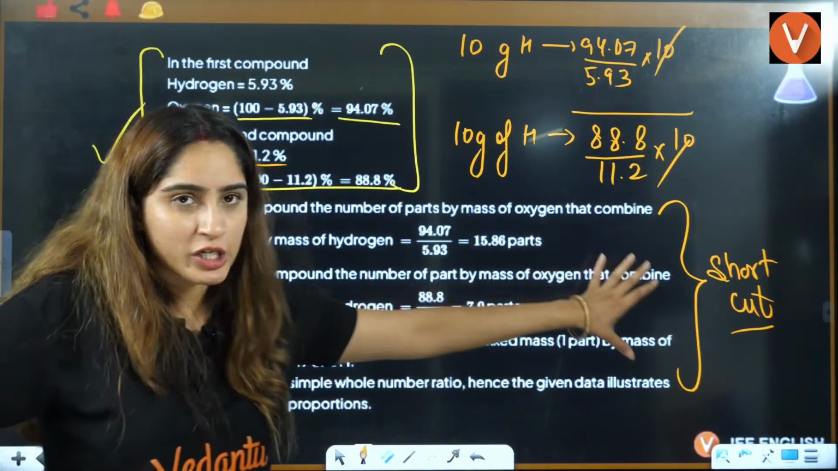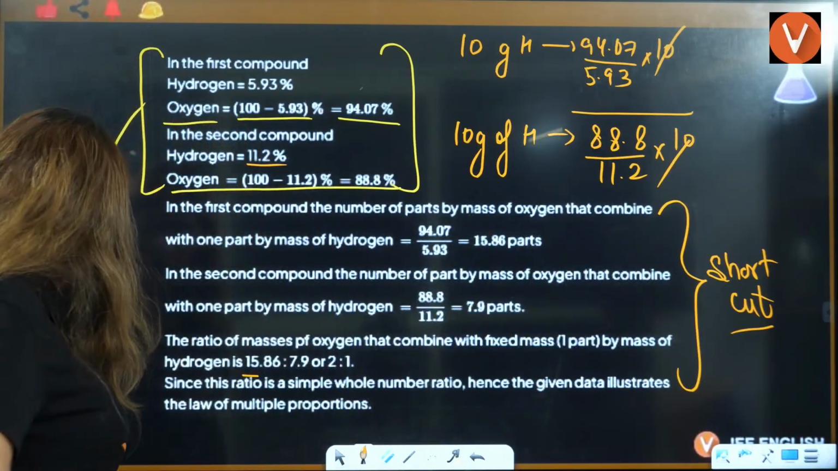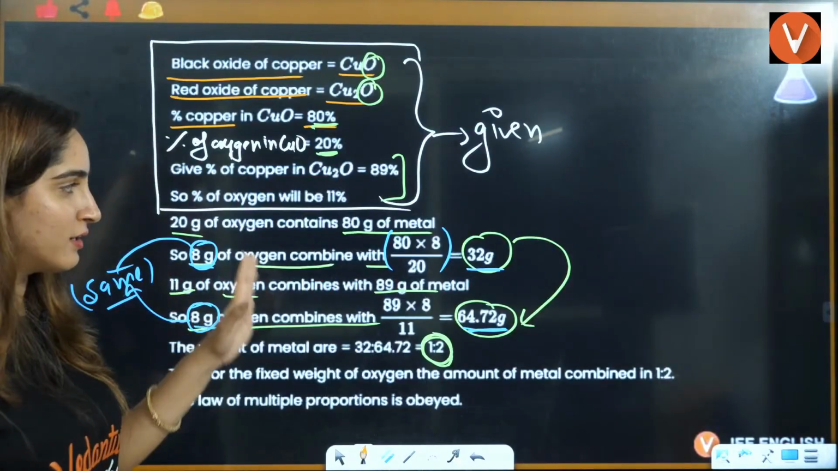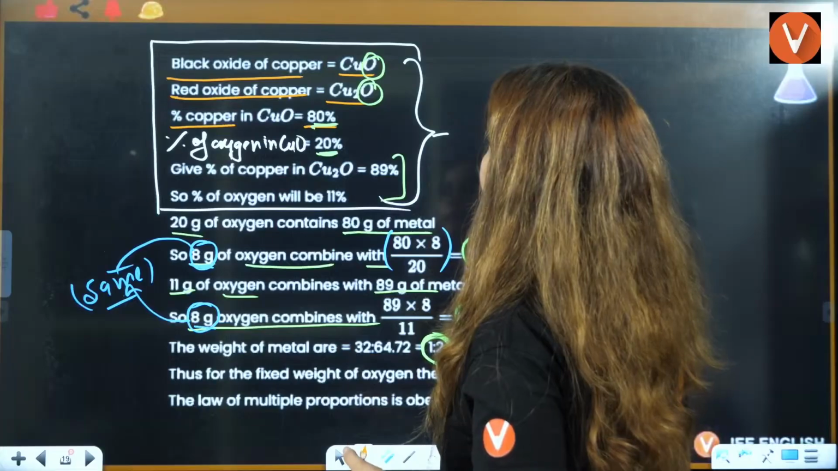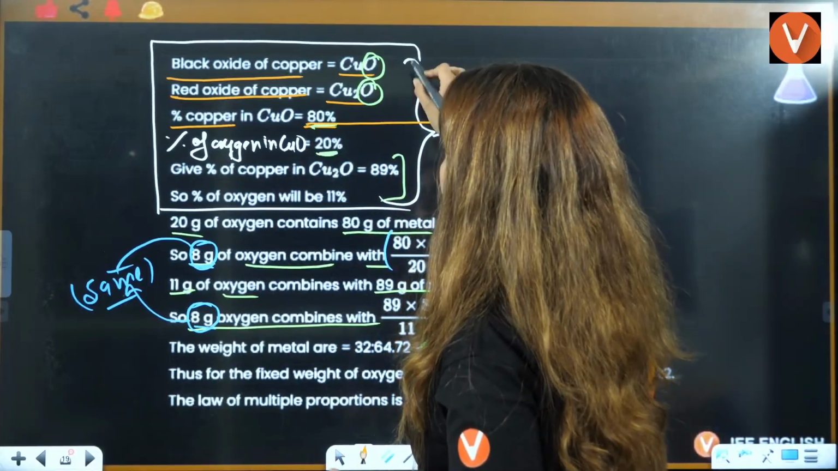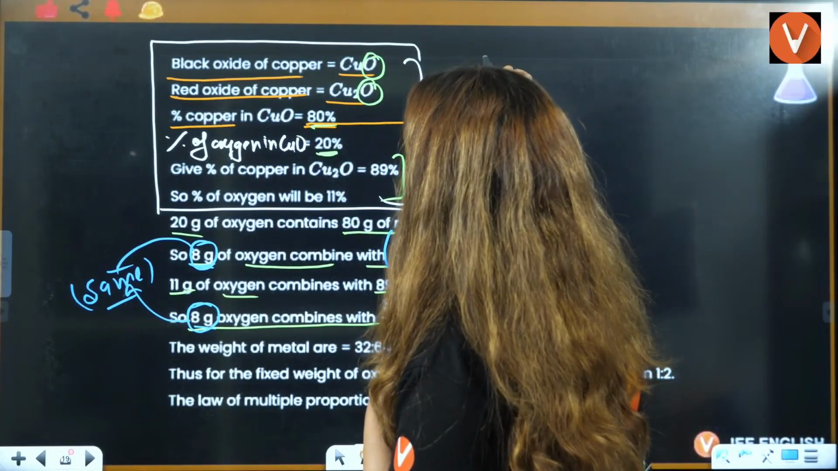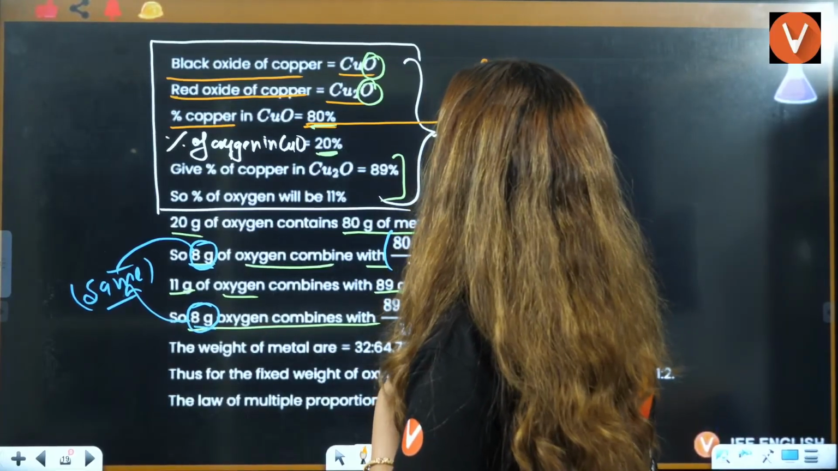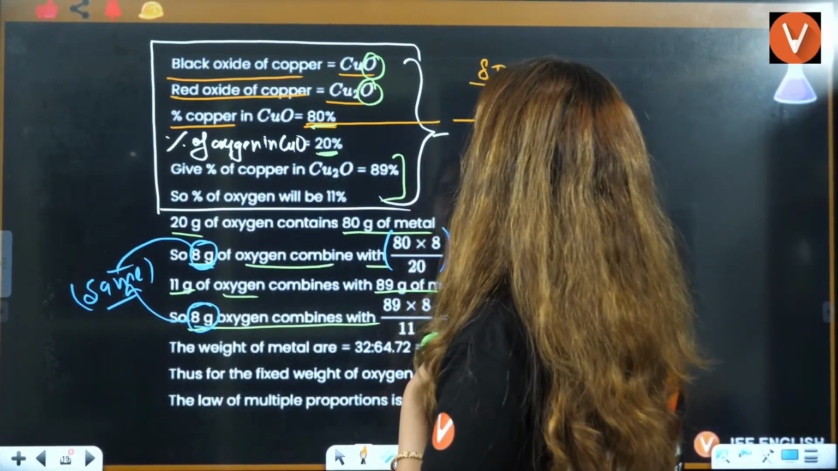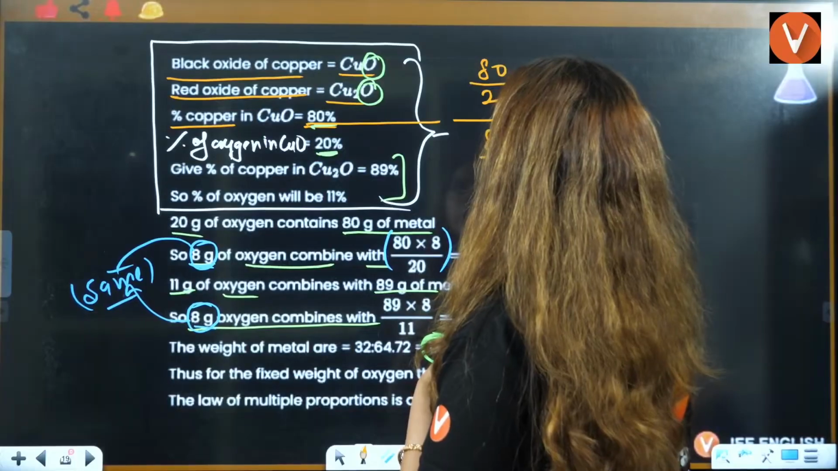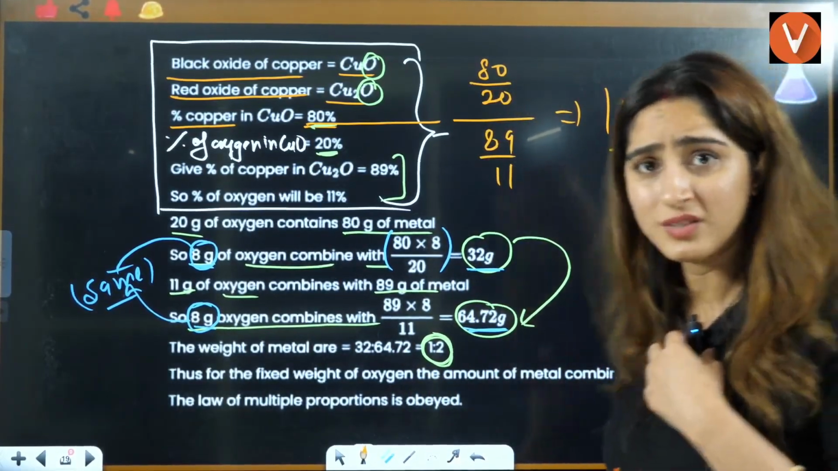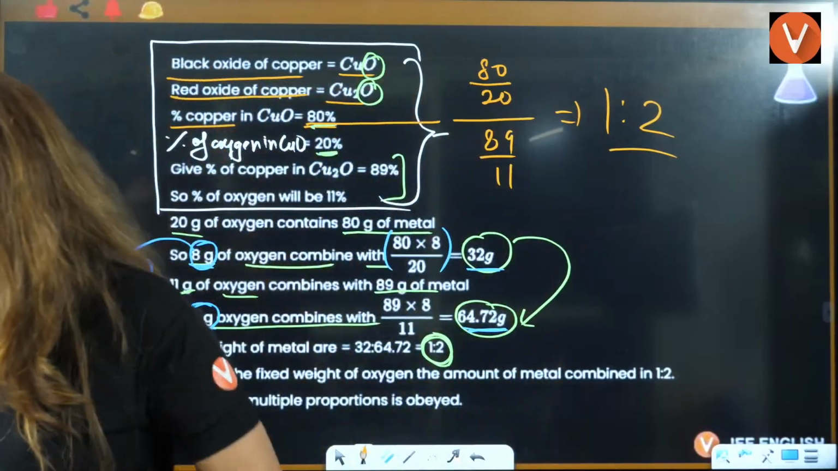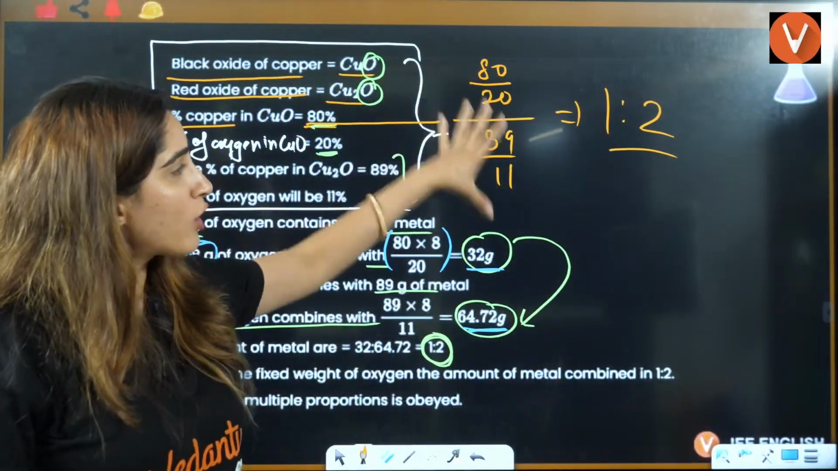So this is the shortcut. This shortcut we could also have applied here. How would we have done it? We could have applied it like this: oxygen by copper. Oxygen is 80, copper is 20, and here oxygen is 89, copper is 11. You take the ratio, it will be 1:2. Okay, so that is the shortcut that you can apply.